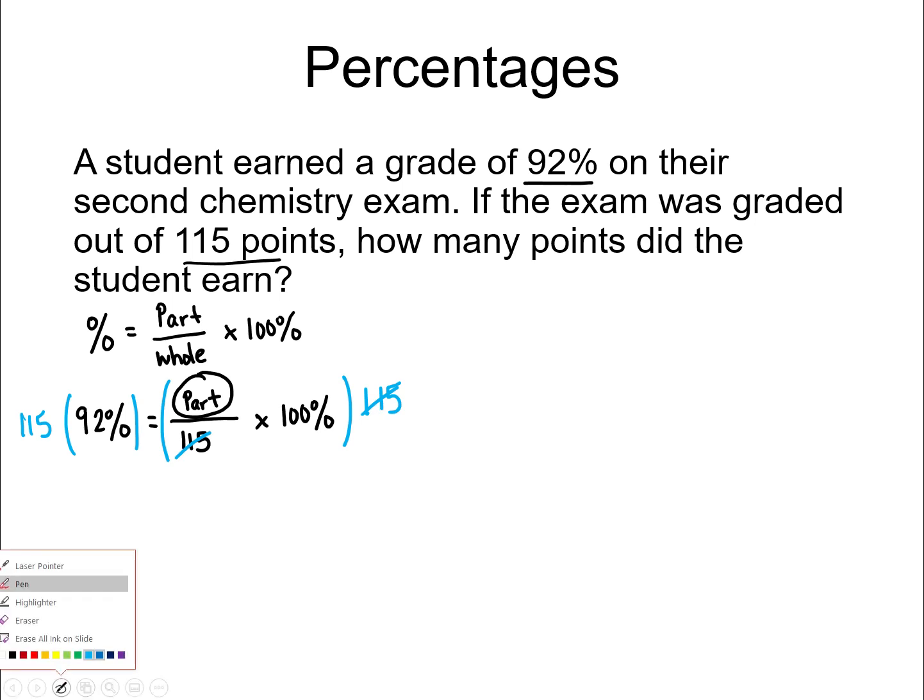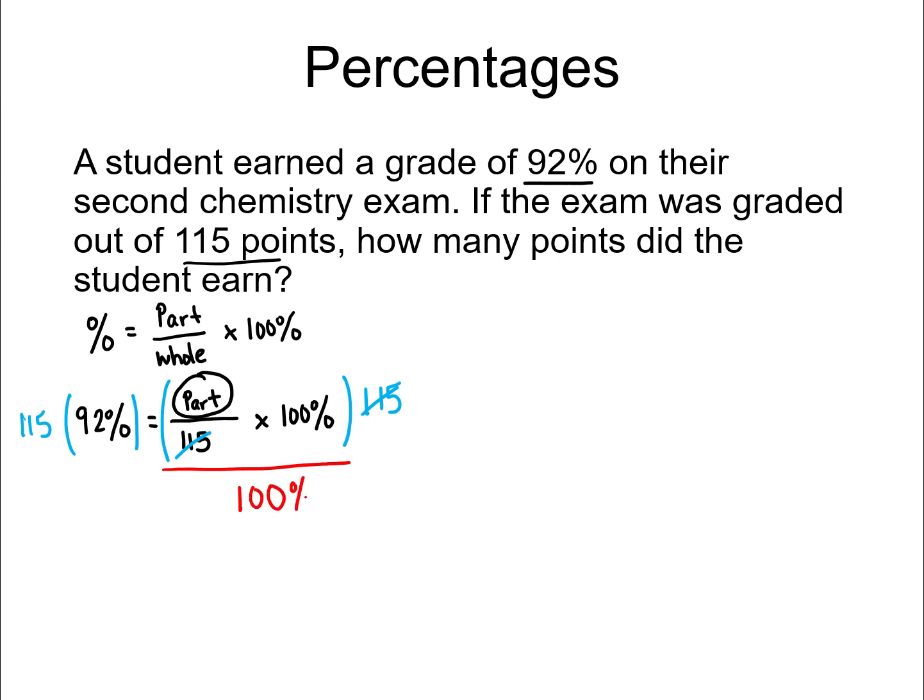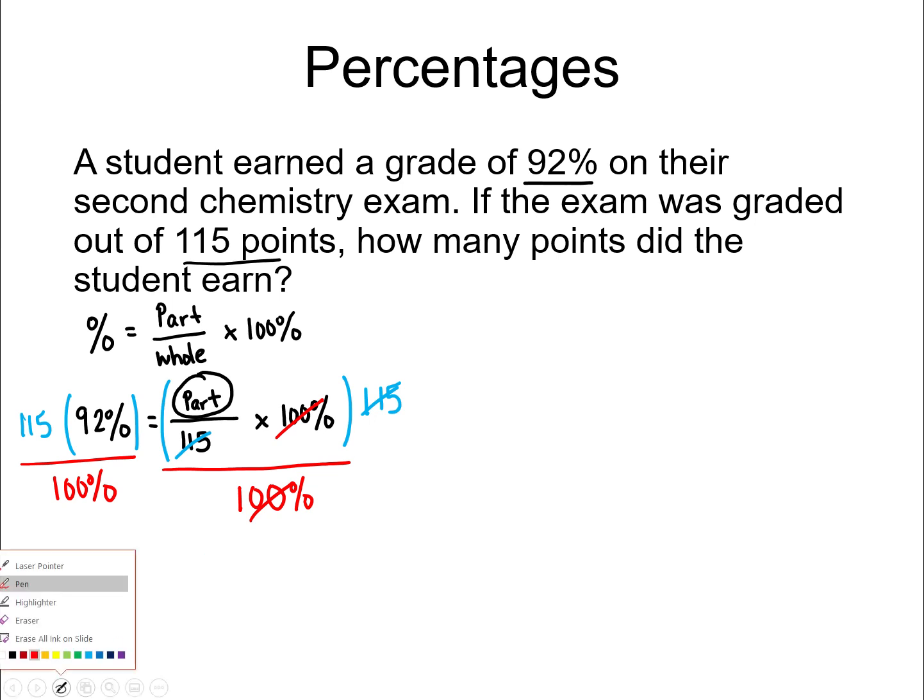The second step is to divide everything by 100%. Now you've got the part on one side, which is the number of points, and a number on the other.